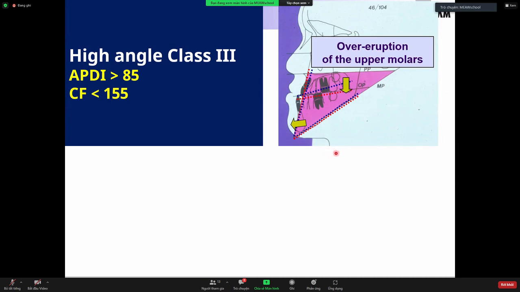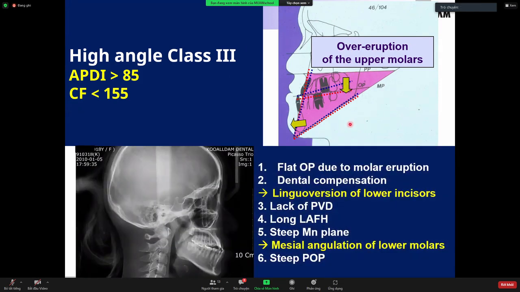In today's second class, I want to discuss etiologic factors of class 3 malocclusion. The first thing you should remember in class 3 is over-eruption of the upper molar. In high angle class 3 malocclusion, what happened? You can see a flat occlusal plane due to molar over-eruption. In the lower incisor area, you can see lingual version of the lower incisors. This means dental compensation.